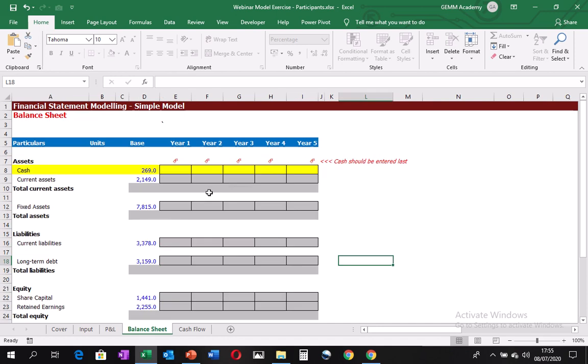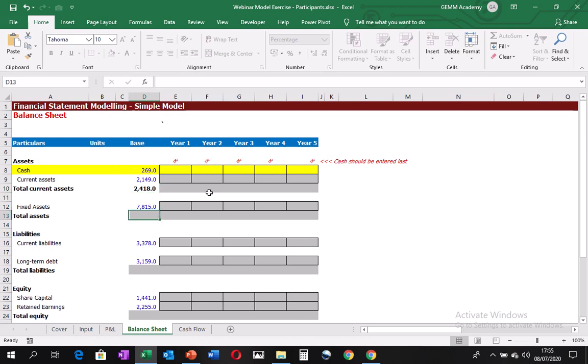Then you go to your balance sheet and you do likewise for the base. Ensure you get the totals for the base year. So total current assets will be our cash and current assets. I'm going to sum that total using SUM.